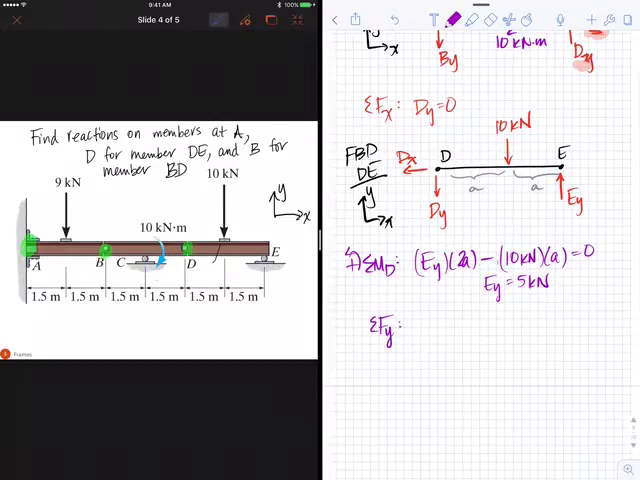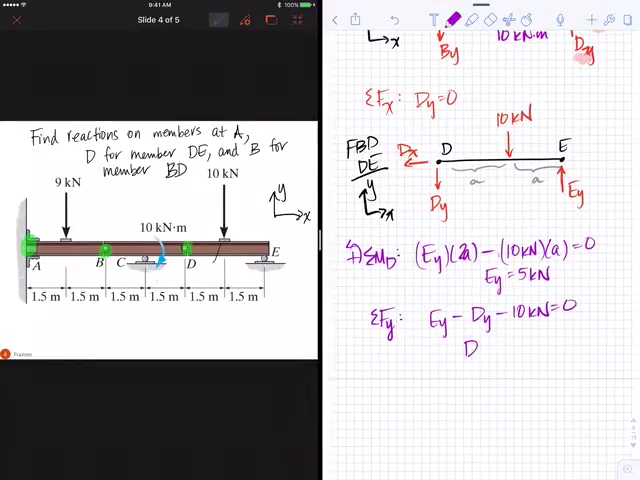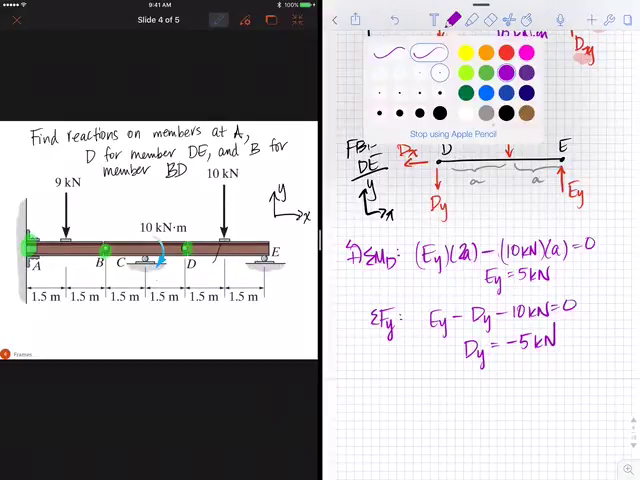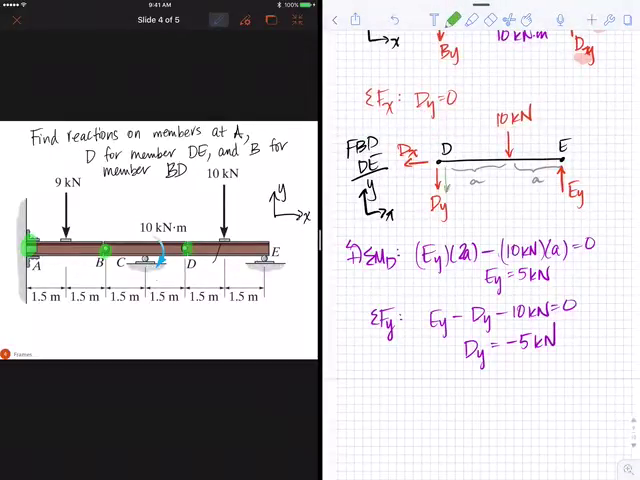can really easily do sum of forces y, EY minus dy minus the 10 kilonewtons equals 0. So we can see pretty straightforward that dy is equal to minus 5 kilonewtons. Now be careful here. What direction is dy pointing in right now based on my sign convention? It's pointing down, right? But I'm finding that it's a negative answer. So that means that direction is wrong. So be careful. The magnitude is correct, always. It's going to be 5, but the sign is wrong.